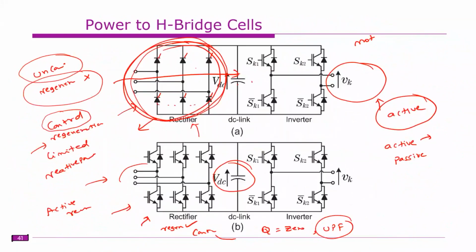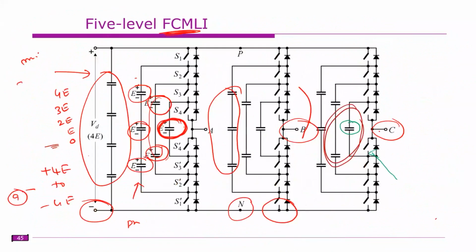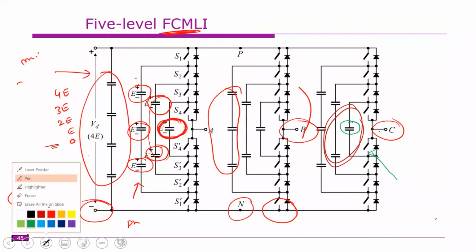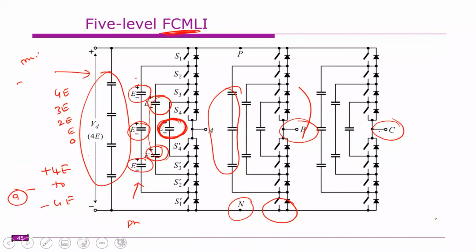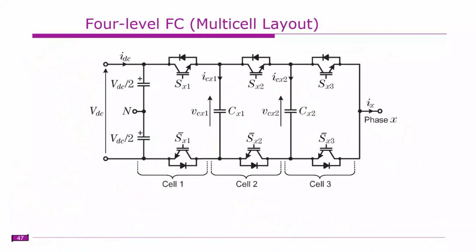Whereas the flying capacitor multi-level inverter, if you look at this, is also modular. The structure is also modular. How it is modular: here is the structure, something like this. This is the neutral point, this midpoint.